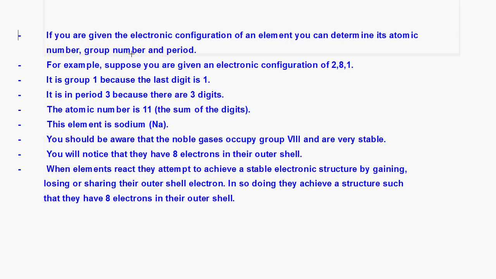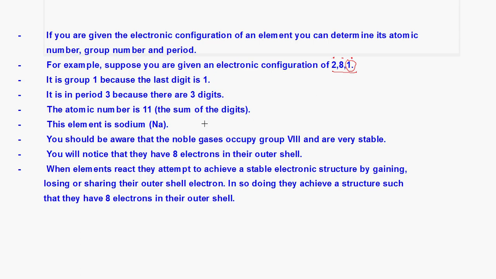Now, if you are given the electronic configuration of an element, you can determine the atomic number, the group number, and the period. For example, suppose you are given an electronic configuration of 2,8,1. Just by looking at this electronic configuration, I can determine what group it belongs to. The last number will tell me what group it belongs to. It's 1, so therefore I know this element belongs to group 1. We have 3 numbers, 1, 2, 3. So therefore I know it belongs to period 3.